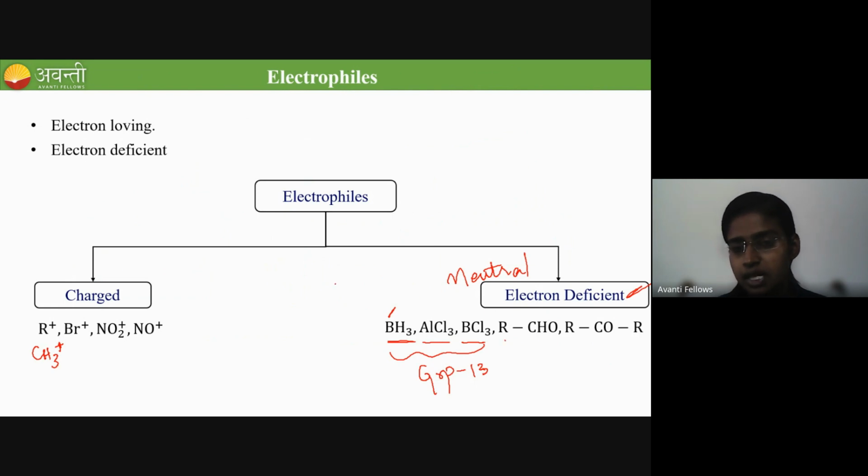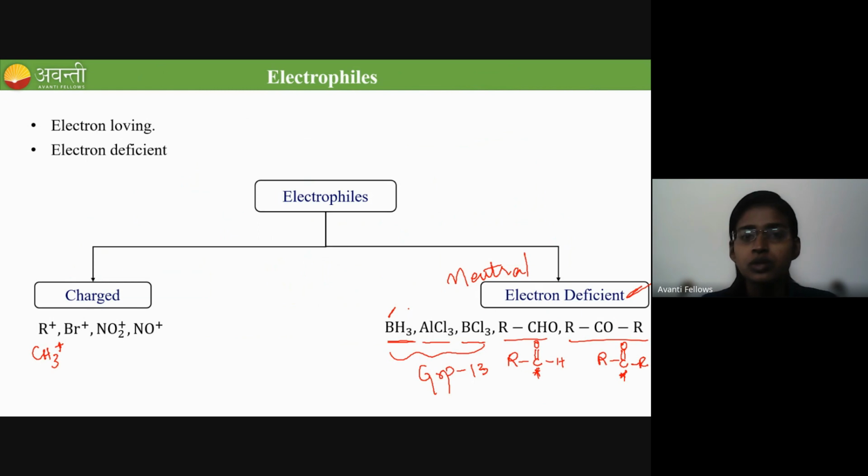And aldehydes and ketones. In an aldehyde, you see R, C double bond O, H. And in a ketone, R, C double bond O, R. Here these two centers are called electrophilic centers. So this is an electrophile.